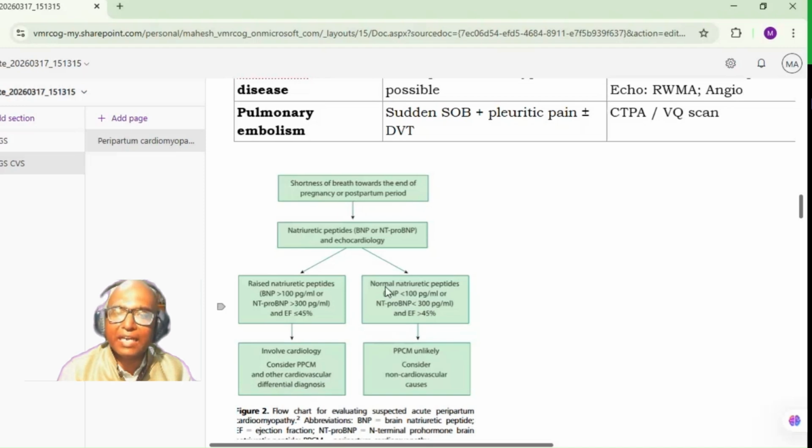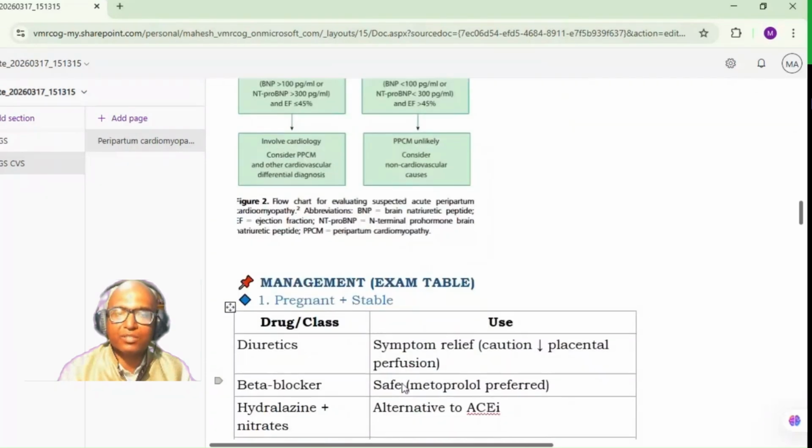If the natriuretic peptides are normal, BNP less than 100 picogram per ml, or NT-pro-BNP less than 300 picogram per ml, and ejection fraction is more than 45%, PPCM is unlikely. So here PPCM is unlikely if you have an ejection fraction more than 45%, and natriuretic peptide levels are less than these given values. In this case, consider non-cardiovascular causes. So this is the table which you need to keep in mind.